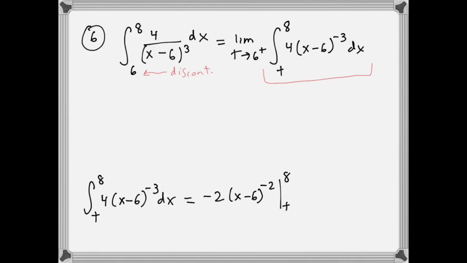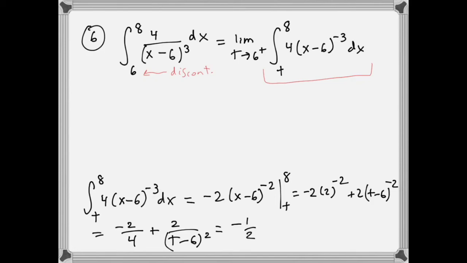So if I plug in 8, I get negative 2 times 2 to the negative 2, right? And then plus 2 times t minus 6 to the negative 2. But what's negative 2 times 2 to the negative 2? Well, 2 to the negative 2 is the same thing as dividing by 2 squared. So that's the same thing as negative 2 over 4 plus 2 over t minus 6 squared. Or I could just write it like this. Negative 1/2 plus 2 over t minus 6 squared. I like it the other way better. Okay. All right, so everything that we have here, this is that integral.